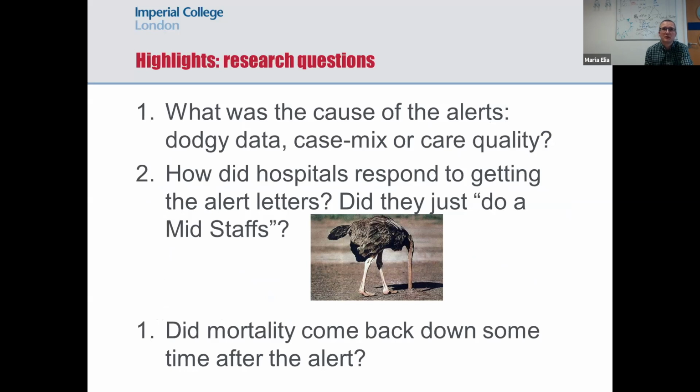How did hospitals respond? Did they do a mid-staff? So mid-Staffordshire, unfortunately, did what this ostrich is doing in this picture. An ostrich is really good at putting their head in the ground when there's a potential problem. Now, does that do any good? No, of course it doesn't. But unfortunately, that's what a lot of hospitals did, and that was part of the problem at mid-Staffordshire. Lastly, did mortality come back down sometime after the alert? That's what we'd like to see, but did it happen?